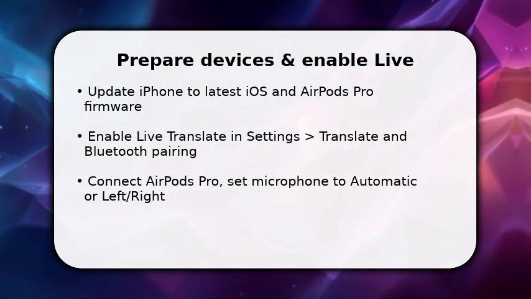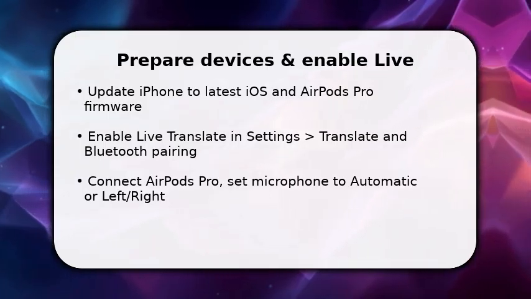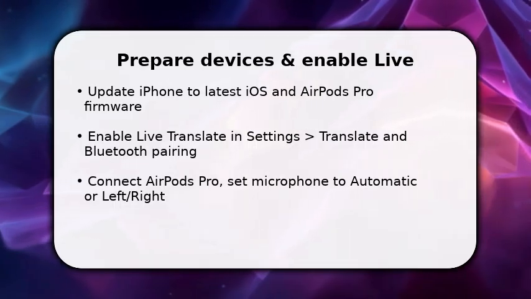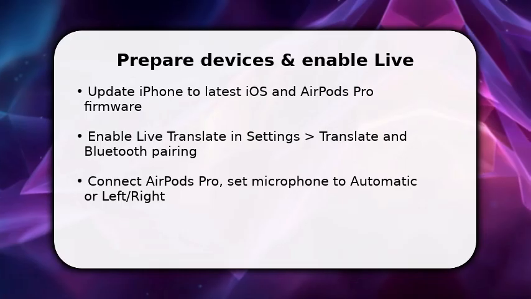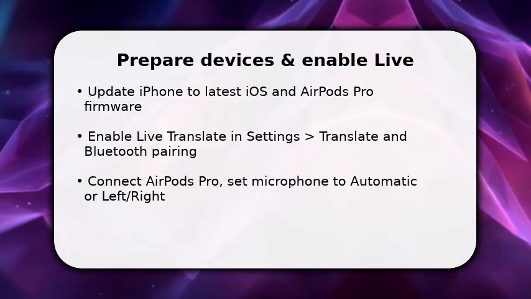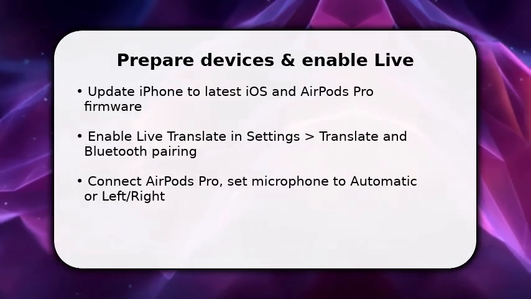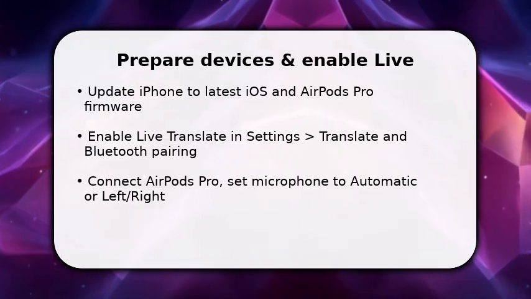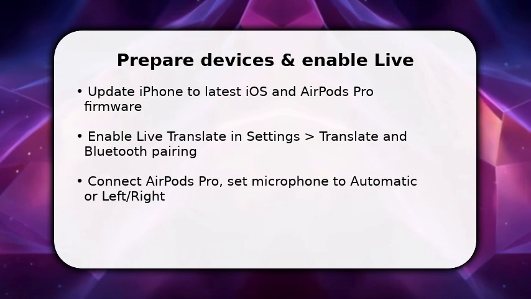You start by updating both your iPhone and AirPods Pro firmware so features work reliably. Once done, enable Live Translate in Settings Translate and confirm Bluetooth pairing with your AirPods. Make sure the AirPods are selected as the audio output and check the microphone setting. Automatic usually works best. Now open the Translate app and choose the 2 languages you need. This initial setup makes the rest seamless, so don't skip firmware and app updates before proceeding.